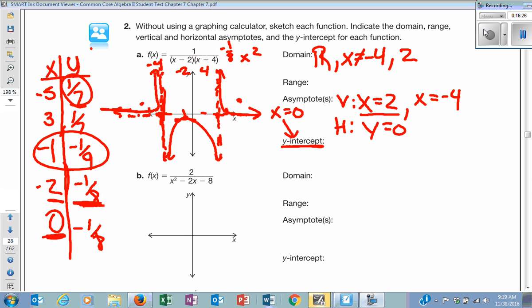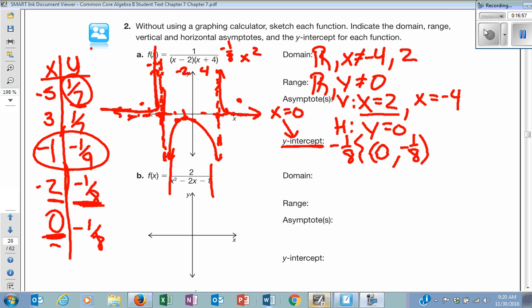Now my range, it never stops going up, keeps going up. And this part actually keeps going down forever. So it's all reals, except y can't equal 0. All right. And then it also asks me for my y-intercept. My y-intercept was when x equals 0. So when x equals 0, my y-intercept was a negative 1/8. You can write that as 0, comma, negative 1/8. You can write it as just a negative 1/8 if I ask you for the y-intercept. Whichever way you want to put it, that's fine.